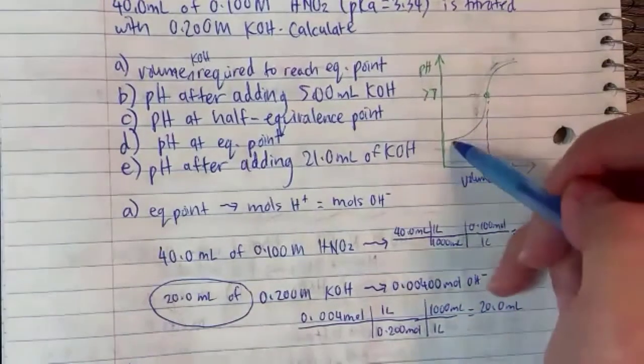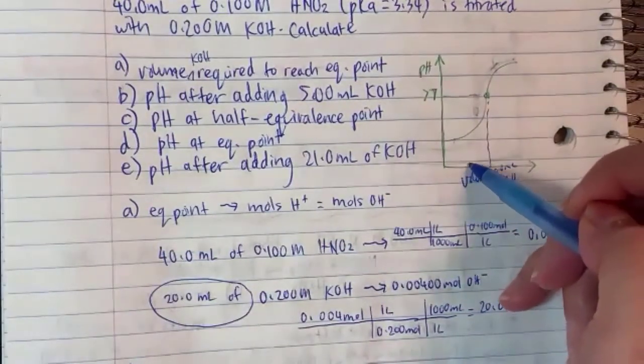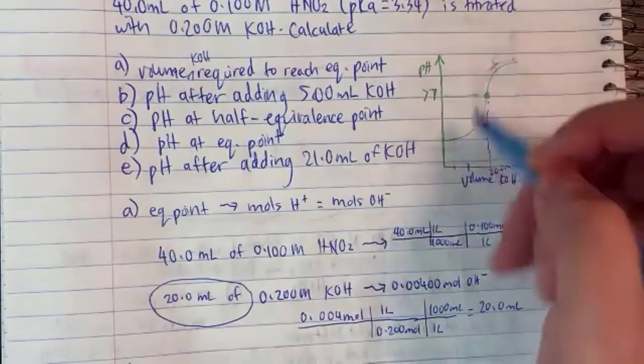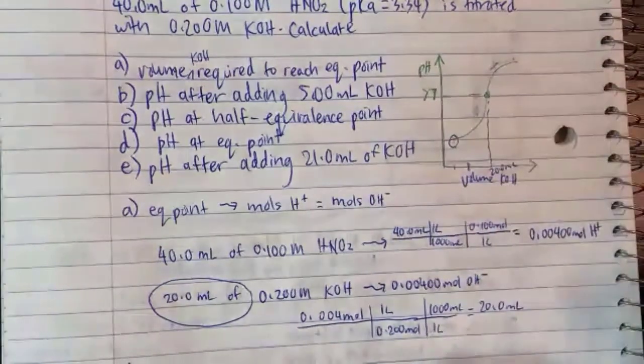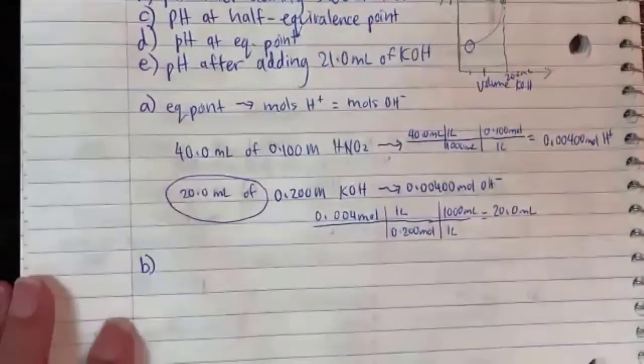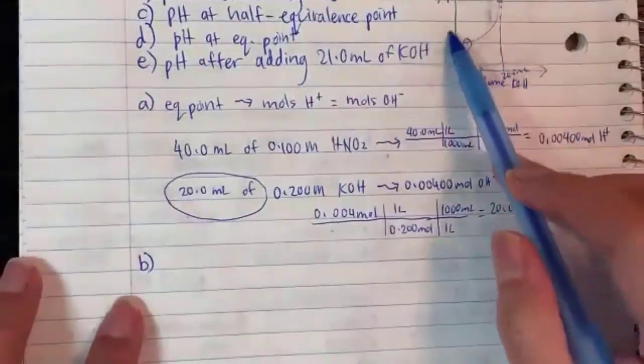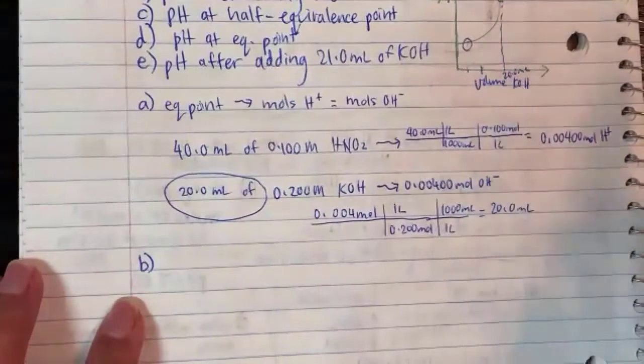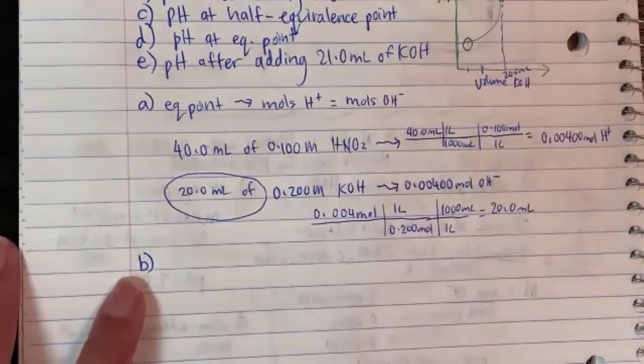So now they're saying at 5 mL, so 20, 10 is right here, so 5. What's the pH over here? They're asking that for part B. Okay? So remember this whole region here is a buffer region. We're going to do a buffer calculation, so I'm going to go ahead and write out the equation.